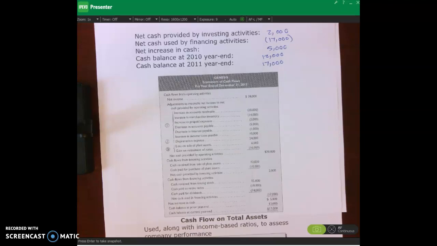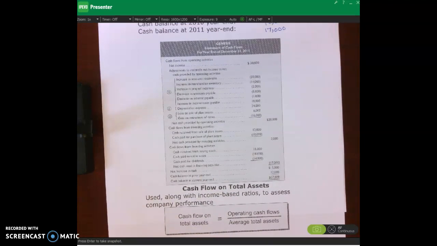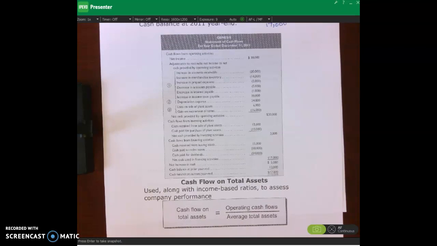One final topic to talk about in this lecture video is a ratio called cash flow on total assets. This will be on one of your test questions. We calculate this ratio by dividing operating cash flows by average total assets. If I didn't give you the average, how would you figure it out? You would take assets at the beginning of the period plus assets at the end of the period divided by 2, and that gives you the average.